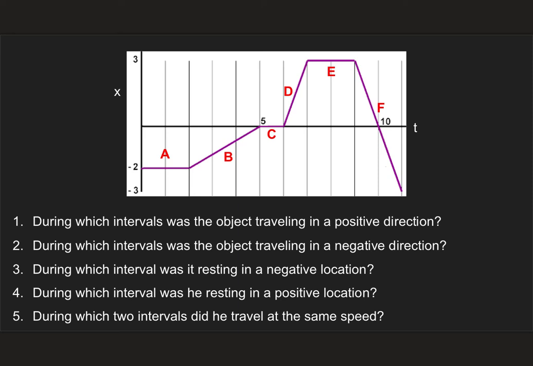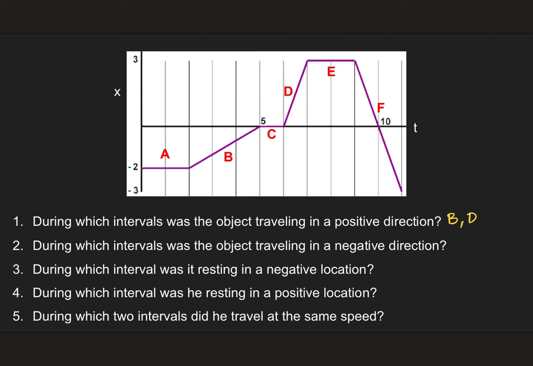So, question number 1, during which intervals was the object traveling in a positive direction? If this is not immediately obvious to you, because you're not remembering the rules here, just stop the video, take a second and go back and try and figure this out. And then when you're ready, start the video again. Remember, positive direction means a positive slope. And so which are the intervals where we have a positive slope? Well, first one of those is going to be interval B. Then we're going to have interval D. And that's it.